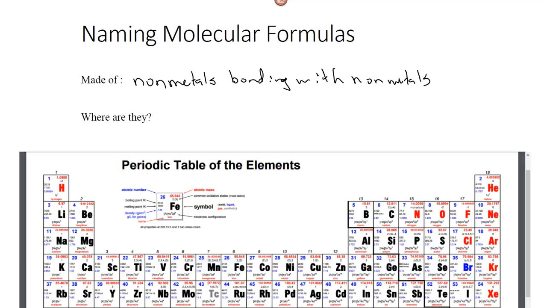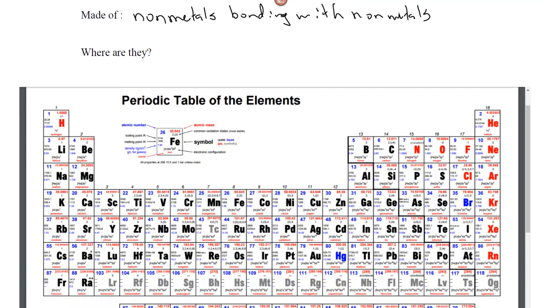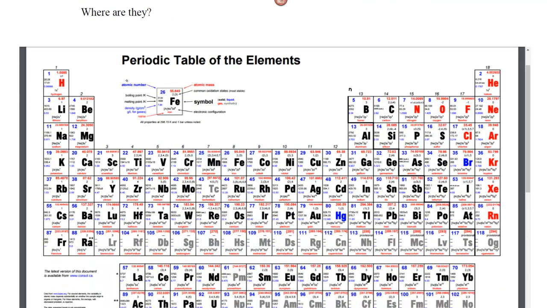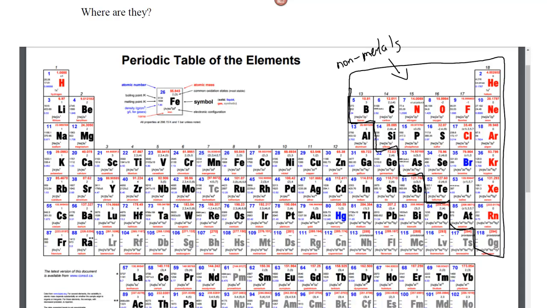So first off, where are they on our periodic table? Let's take a look here. All right, remember that this line here separates the metals from the nonmetals, right? So all of these, it's just these made with each other. So these are the nonmetals. Right? And so these compounds are made of those bonded to each other.